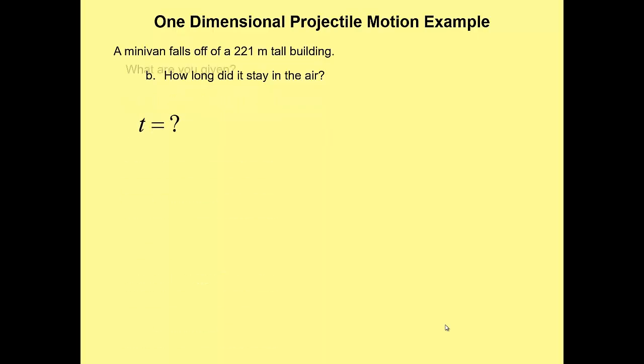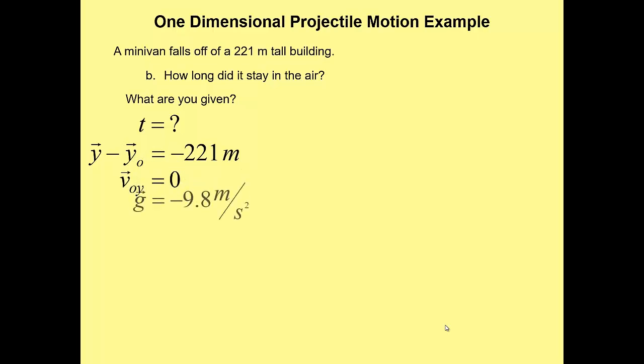Well, what do we know? We know all the things we knew before. We know that the vertical displacement is negative 221 meters. We knew that the initial vertical velocity is 0. It's starting from rest. And we knew that the uniform vertical acceleration near the surface of the Earth is our acceleration due to gravity, which is negative 9.8 meters per second every second.